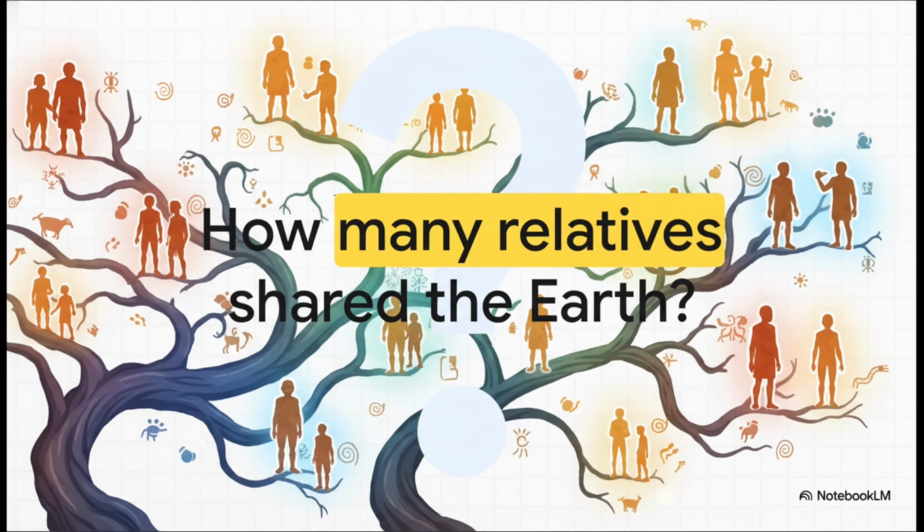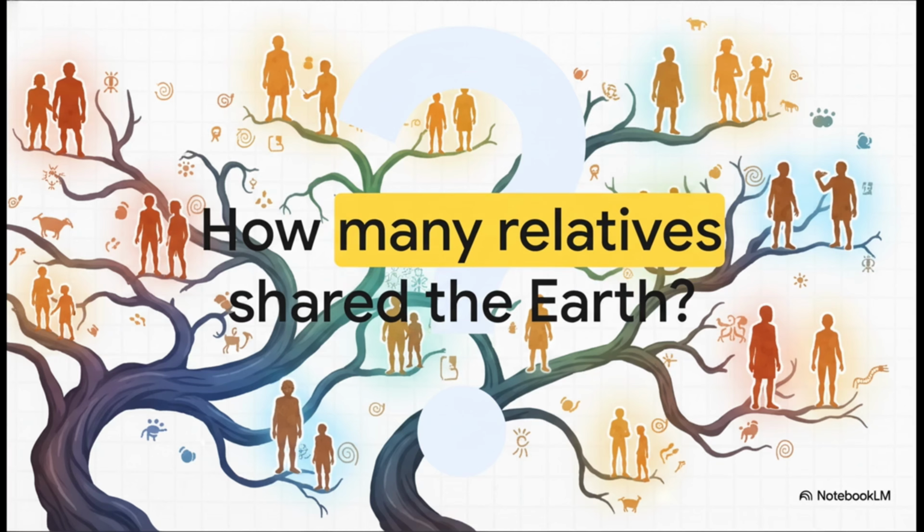So let me ask you something. Do you know how many different human relatives actually used to share the Earth? Most of us probably grew up seeing that classic image of human evolution, right? You know the one, a single straight line of apes slowly standing upright and eventually turning into us. Well, scratch that, because that image is completely wrong.